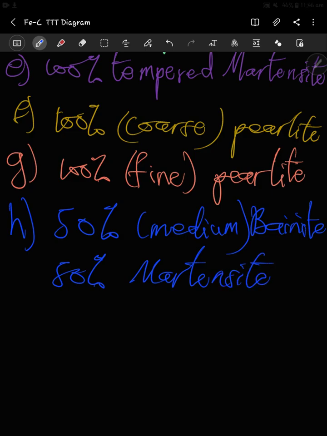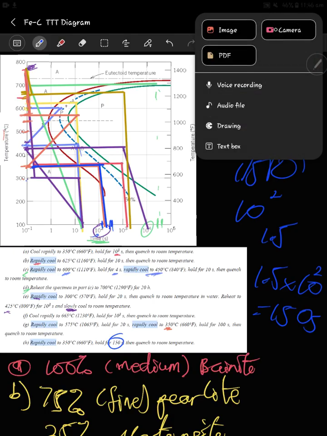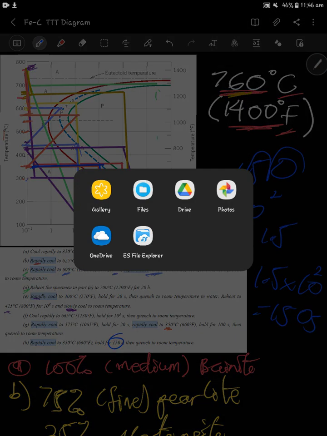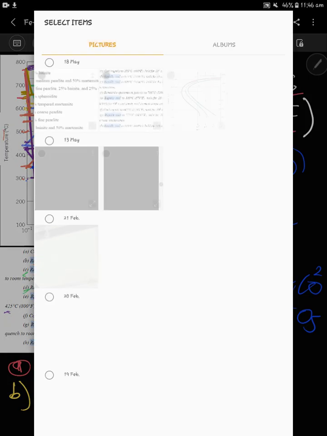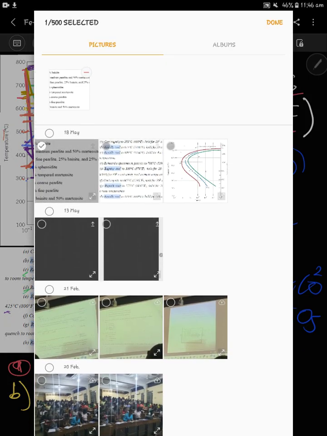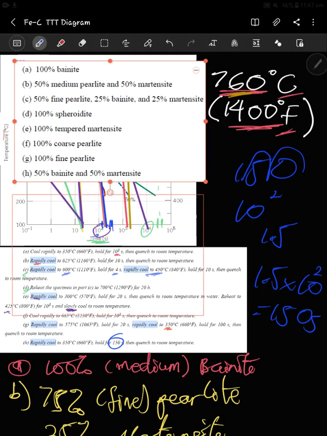Yeah, so that's about it, right? So let's see if we're on the right path.